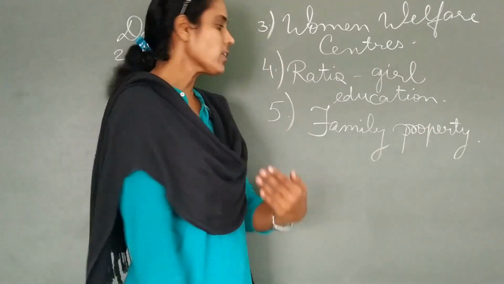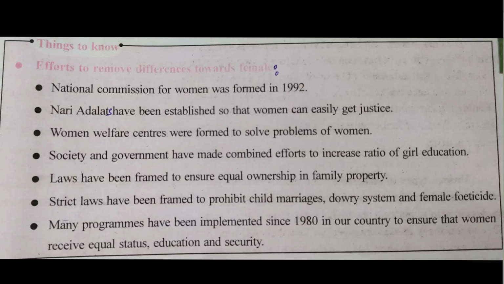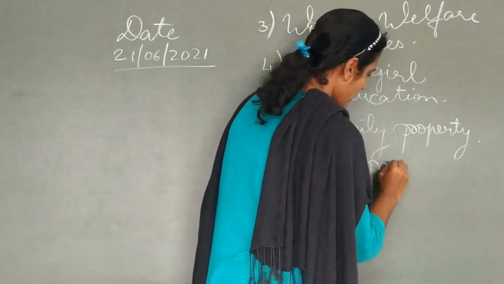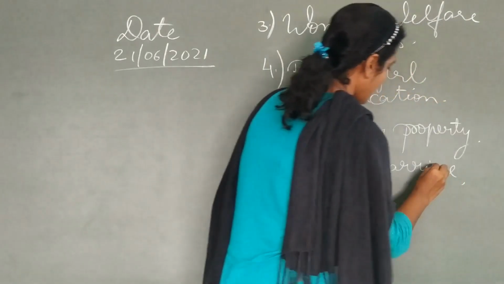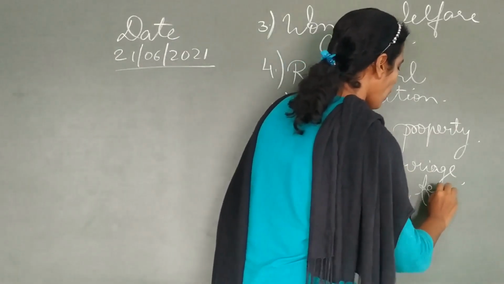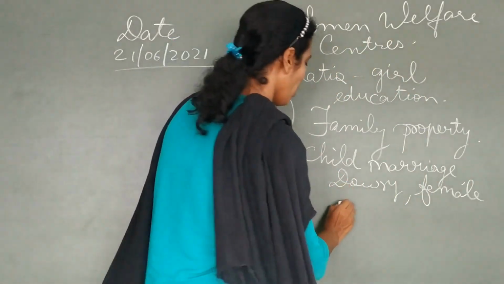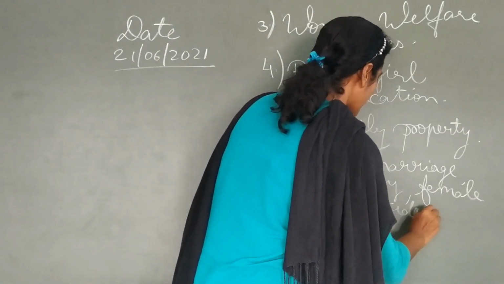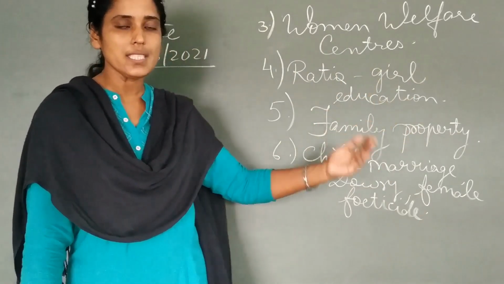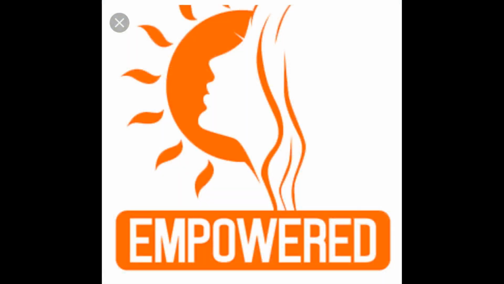Next one we have strict laws have been framed to prohibit child marriages, dowry system and female feticide. Students, we saw all the three in the previous topic. We saw about child marriage, we saw about the other systems. So students, all these things have been strictly prohibited by us. Strict laws have been made to prohibit all these things from the society. That is, we can say that all these steps are for the development of women so that they can prosper in a positive manner. And students, coming to the last point, what is written there?